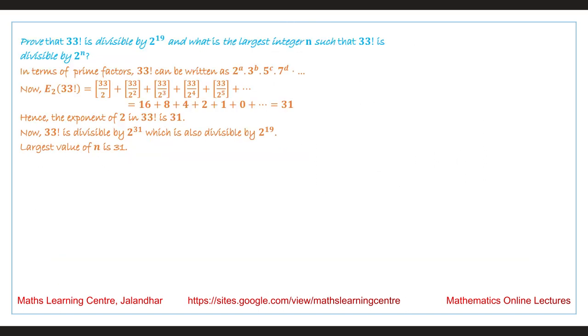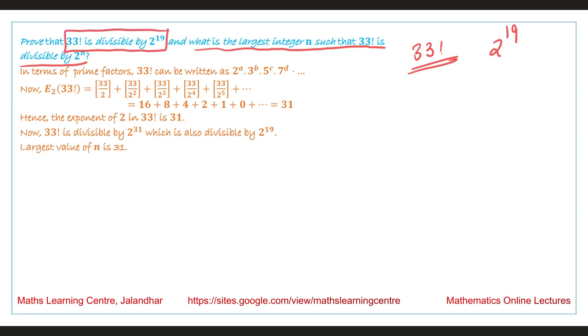Next is: prove that 33 factorial is divisible by 2 raised to the power 19, and what is the largest integer n such that 33 factorial is divisible by 2 raised to the power n. This thing we have to calculate. So first, we calculate the exponent of 2 in 33 factorial: ⌊33/2⌋ + ⌊33/2^2⌋, and so on.